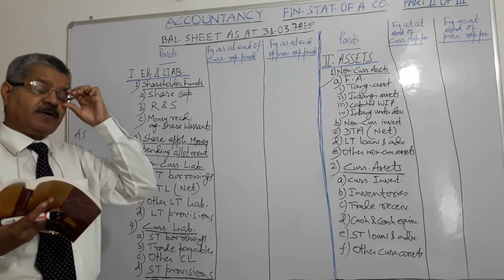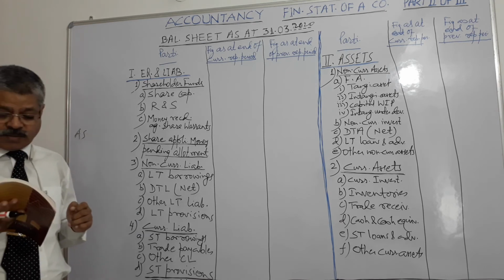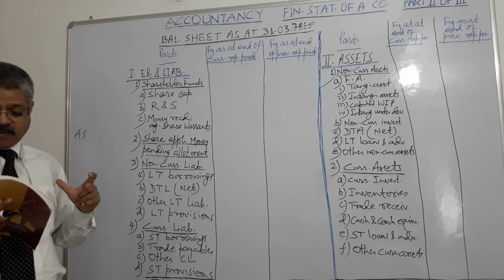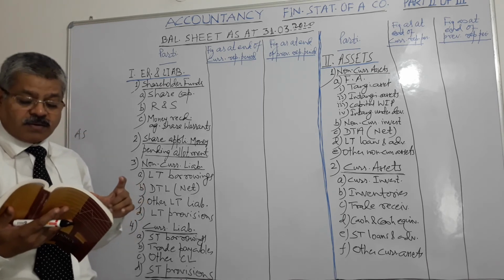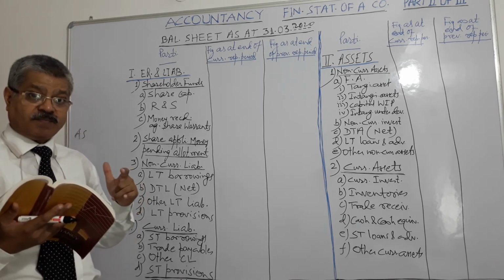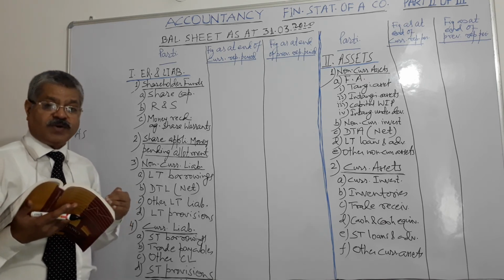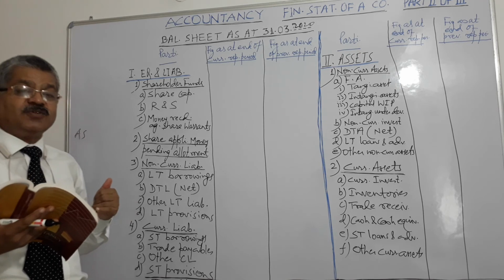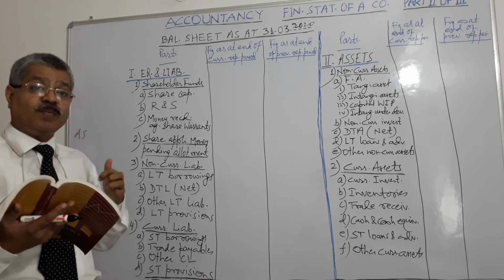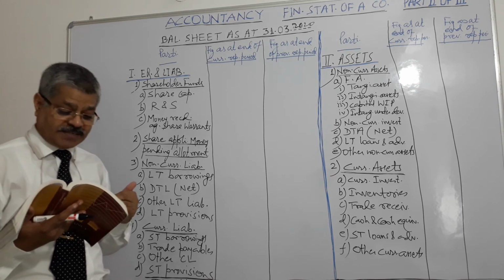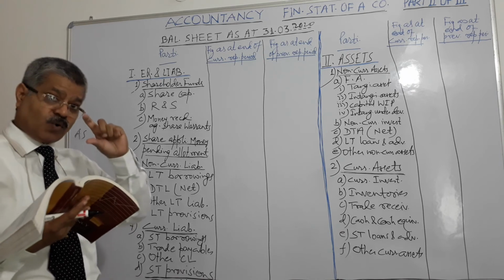Security premium reserve. What is security premium reserve? It is the gain made by the company when share price is more than the face value of the share, right? Suppose face value is 1 rupee and share price is 5 rupees. So on each share 4 rupees gain is made. That comes under security premium reserve, 4 rupees premium.